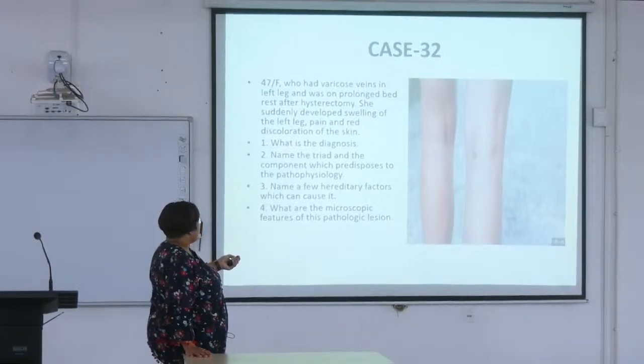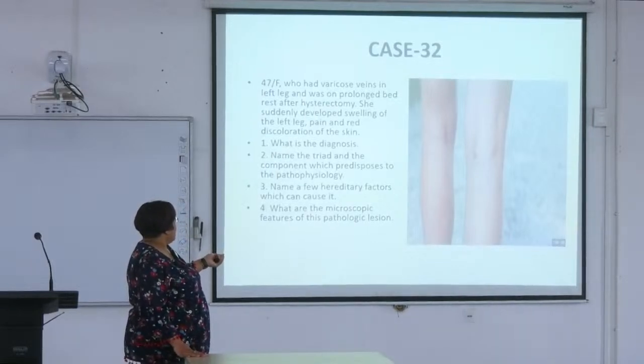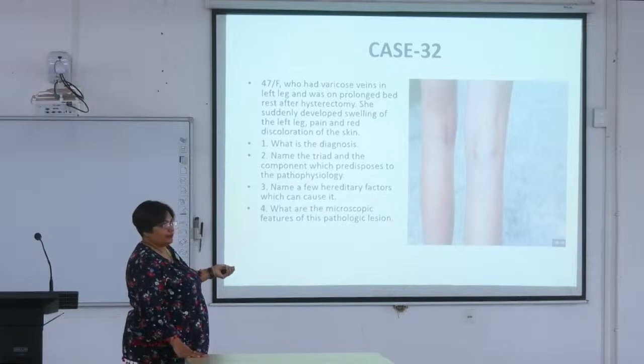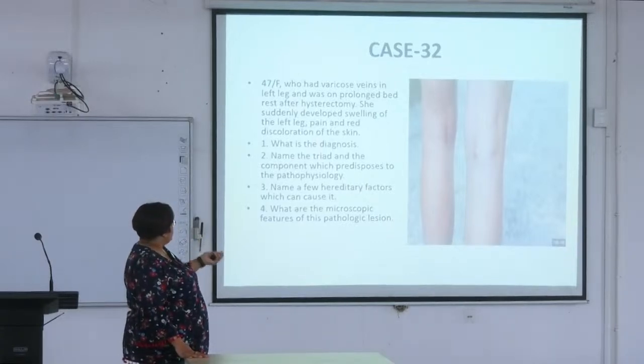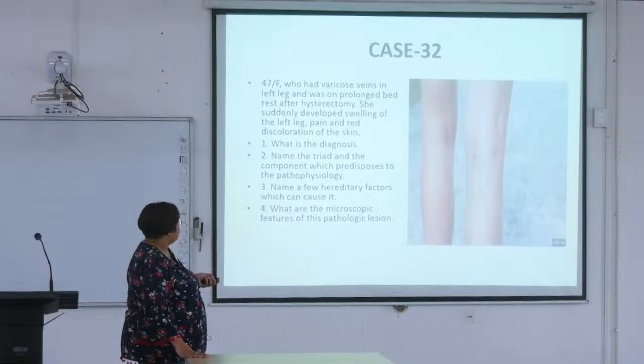So what is the diagnosis? Name the triad and the component which predisposes to the pathology. Name a few hereditary factors which can cause it, and what are the microscopic features of this pathologic lesion. So this is a problem card. So what is the diagnosis?